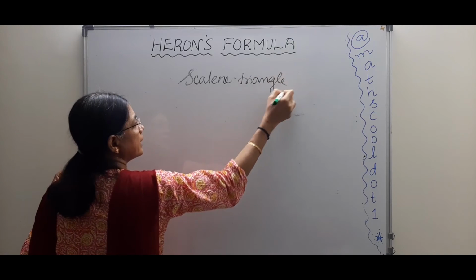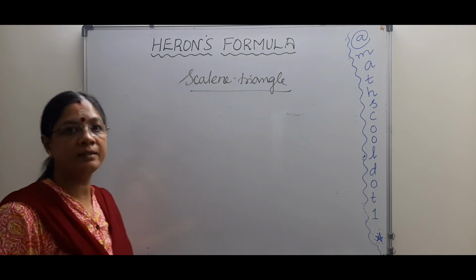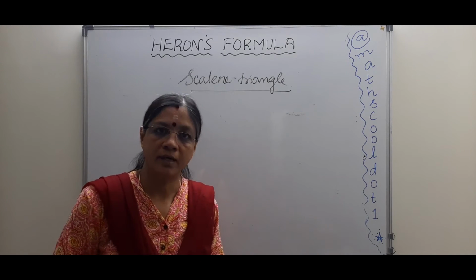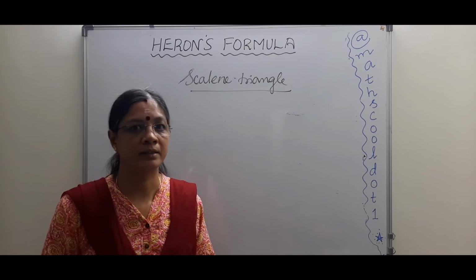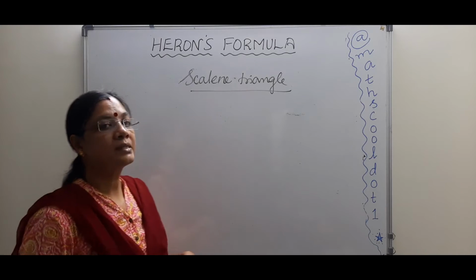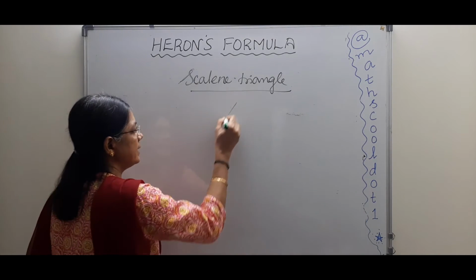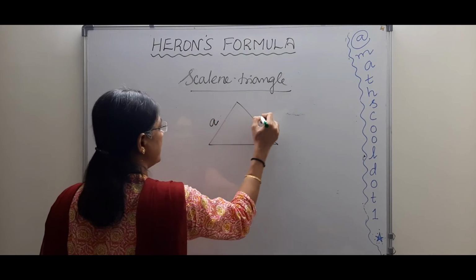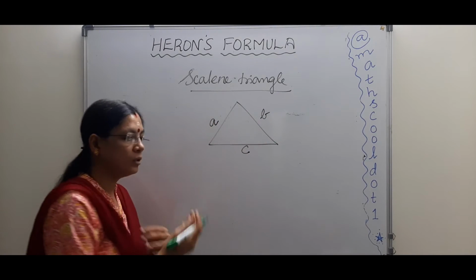It is the scalene triangle. So what do we mean by scalene triangle? We have seen isosceles, 2 sides equal, equilateral, all the sides equal, and the right angle triangle where one of the angles is 90 degrees. Now what do you mean by scalene triangle? Yes, obviously all the sides are different. So we have A, B and C. All the sides are different.